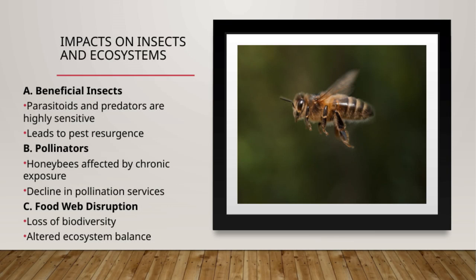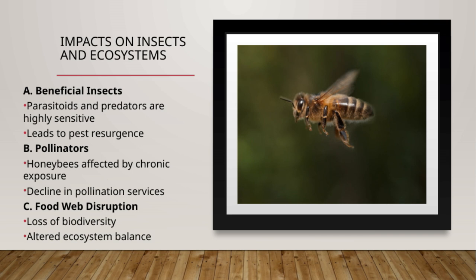Let's talk about beneficial insects first. Parasitoids and predators play a crucial role in controlling pest populations, but they are actually very sensitive to environmental changes and chemical exposures. When these beneficial insects are affected, it can lead to pest resurgence, meaning pests can rebound more aggressively, complicating pest management efforts.